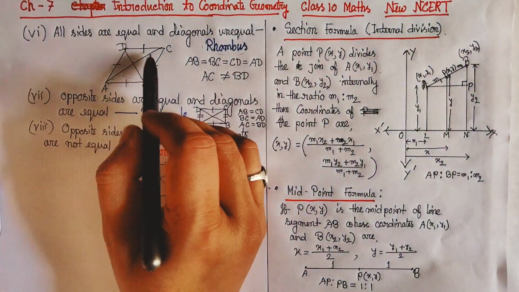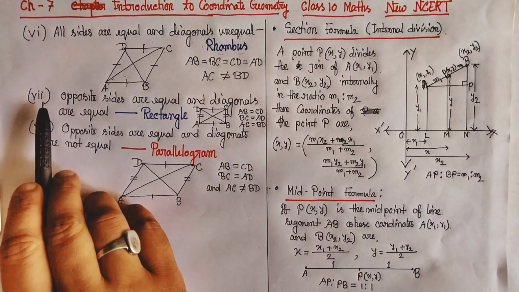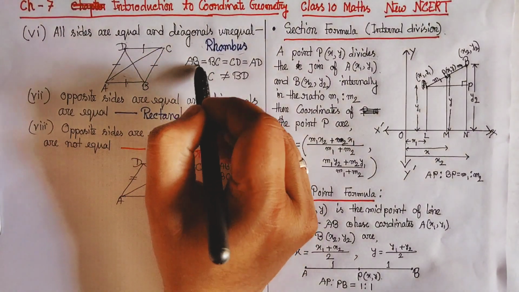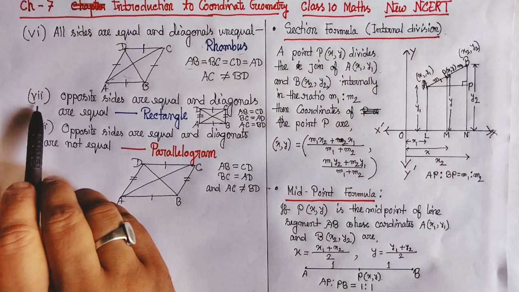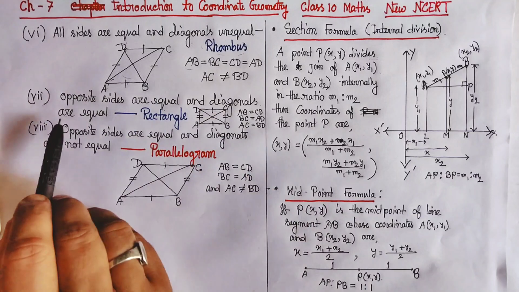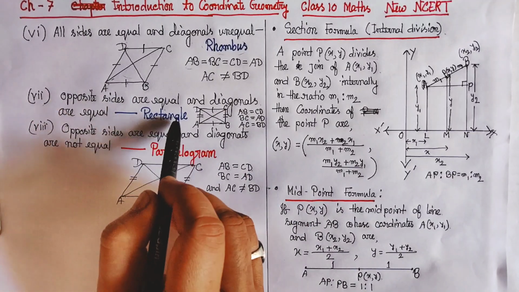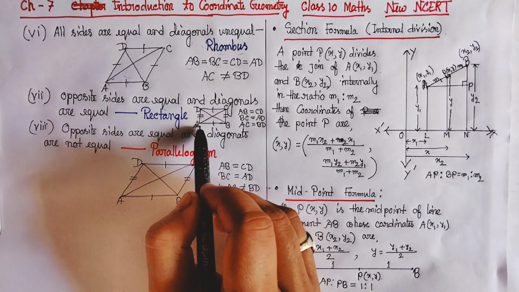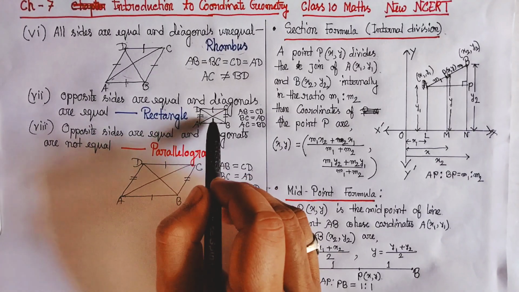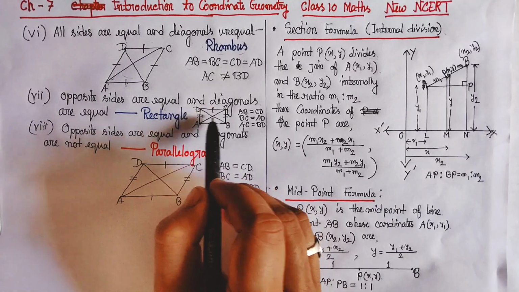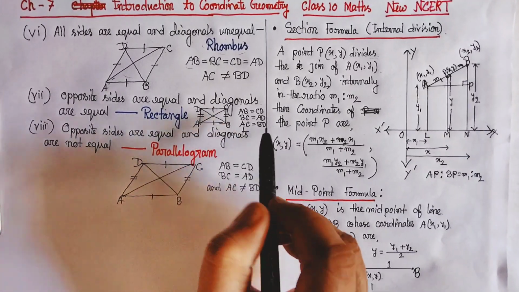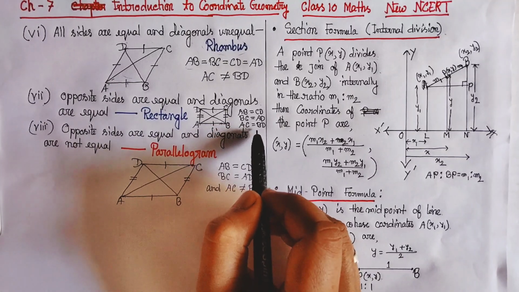So to check the geometrical figure, again we use the distance formula to find the length of the side. Number 7, opposite sides are equal and diagonals are also equal: it is called a rectangle. In rectangle ABCD, here AB equal to CD, that means opposite sides are equal, AB equal to CD and BC equal to AD, and the diagonals are also equal, so AC equal to BD.